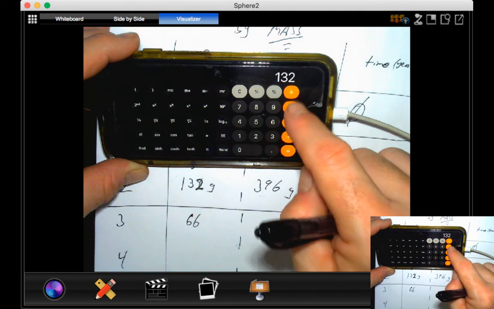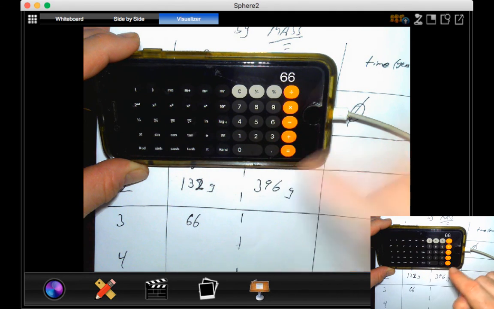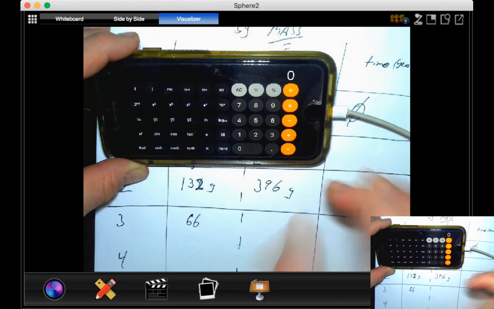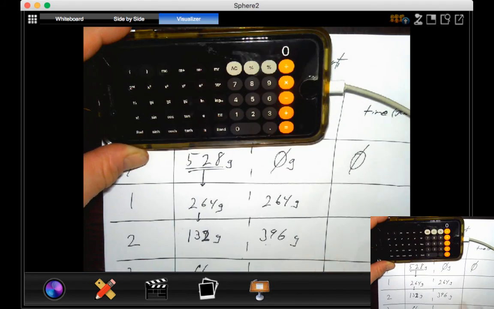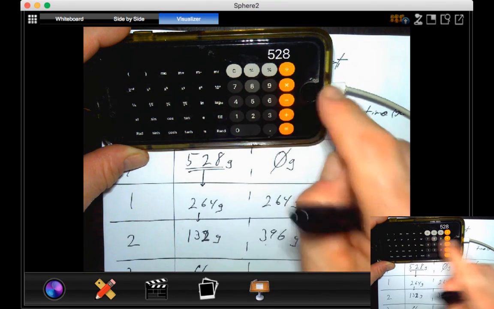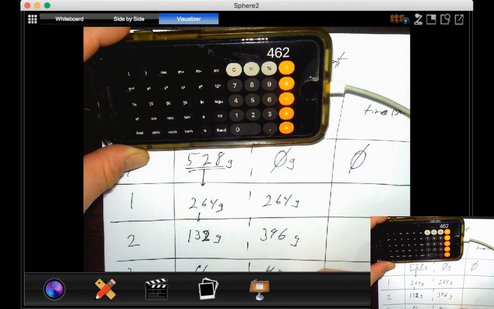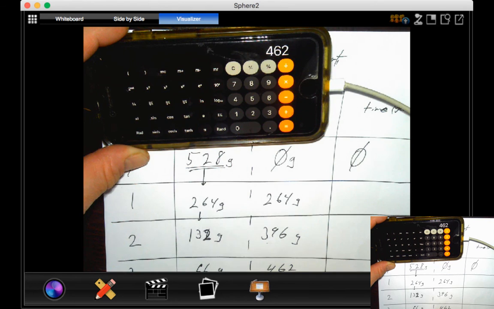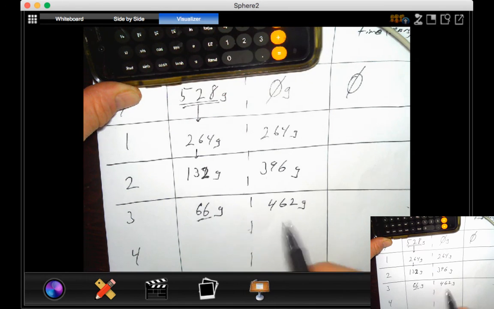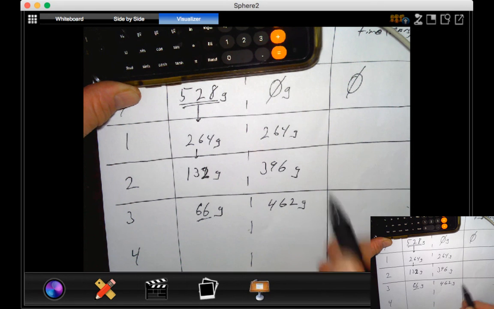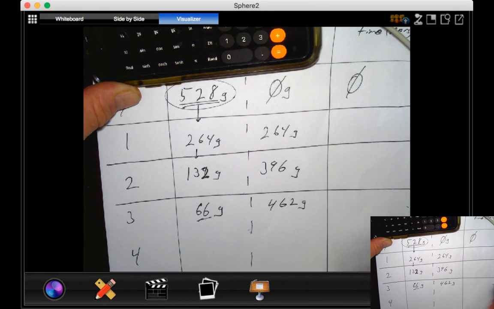Always double check. 66, great. And how much of my daughter? Well, I know I started with 528, and I will subtract out 66, which leaves me 462. And again, if I add 66 plus 462, I will get my original 528. That's the key, right? We're always going back to that.